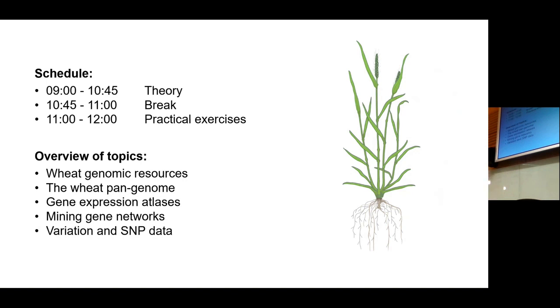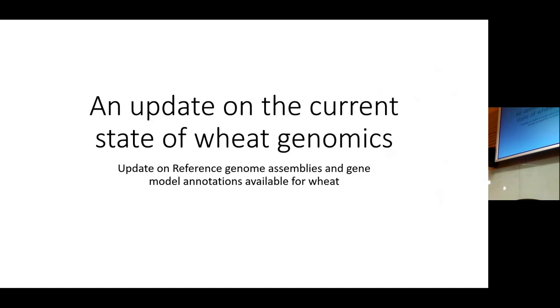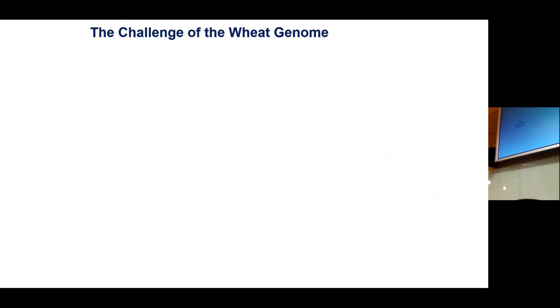So we start with an update on the current state of wheat genomics. And as I say, 10 years ago, there were very few genomic resources. And there's a reason for this, because the challenge of the wheat genome is severalfold. Arabidopsis thaliana is a model plant. It was sequenced in the year 2000. It has sparked a huge revolution in gene discovery, and has a really nice compact genome of 125 megabases.